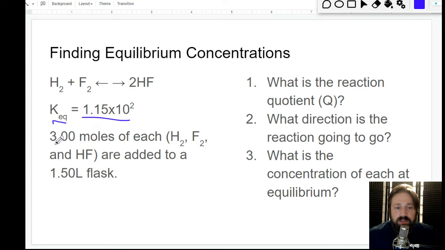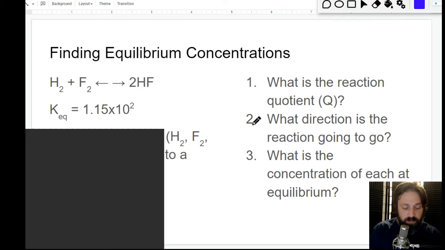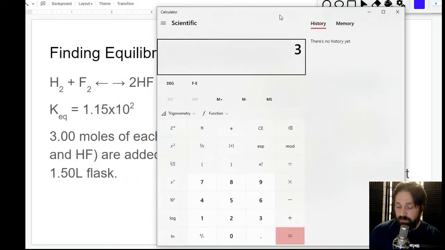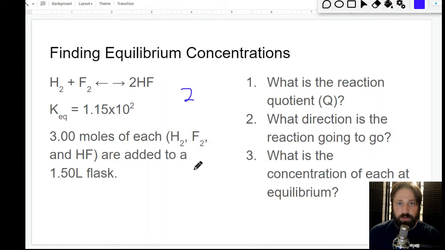And we are going to start out by adding 3 moles of each of the gases into a 1.5 liter flask. So real quick, we need to figure out what the concentrations of each of these things are going to be. It should be pretty simple. They all should have the same concentration because it's the same number of moles and the same volume. So we're going to grab ourselves a calculator. Pretty easy here. 3 moles over 1.5 liters, 2. Great. We know that it's going to be 2.